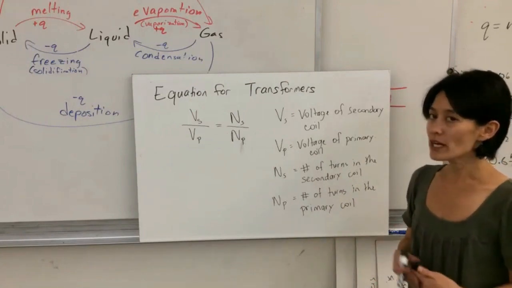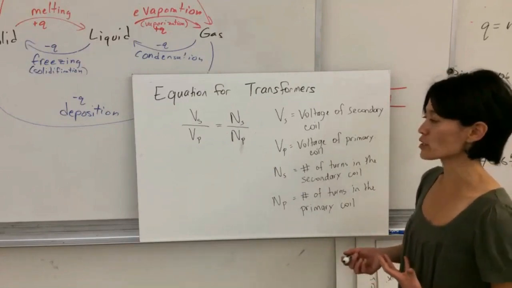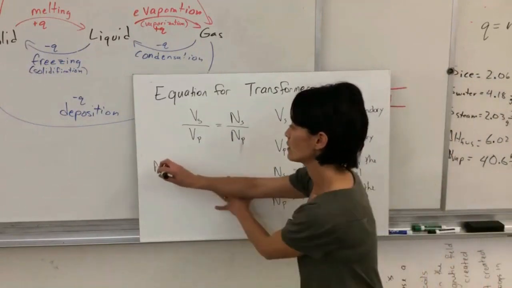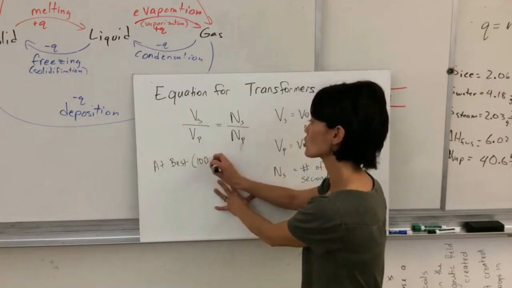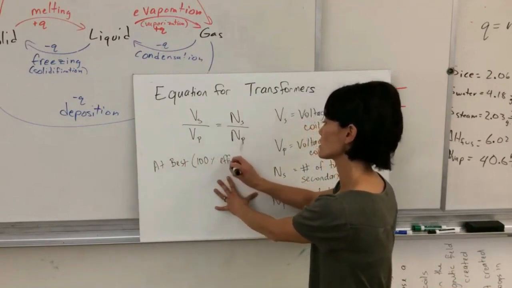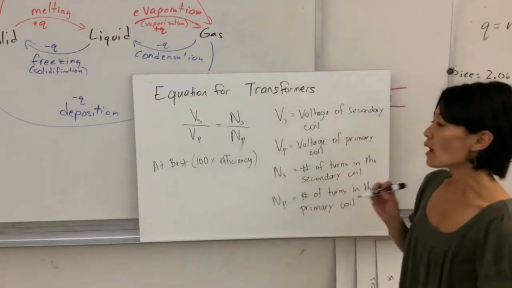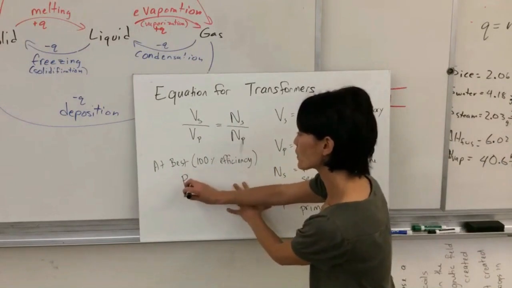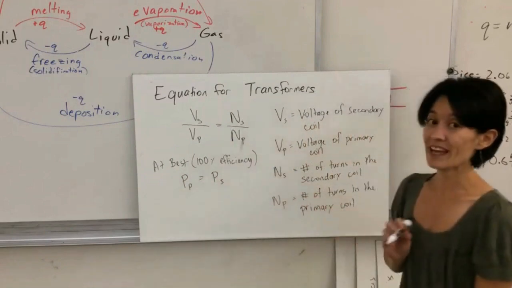So the one thing that is important to note is that even though the voltage changes, the power of the transformer cannot increase. You can't get more power out of your transformer. And so at best, and when I say at best, I'm saying 100% efficiency, which we all know doesn't exist, except in whiteboard land and sometimes your textbook. So at best, 100% efficiency, the power of the primary is equal to the power of the secondary. That's at best.